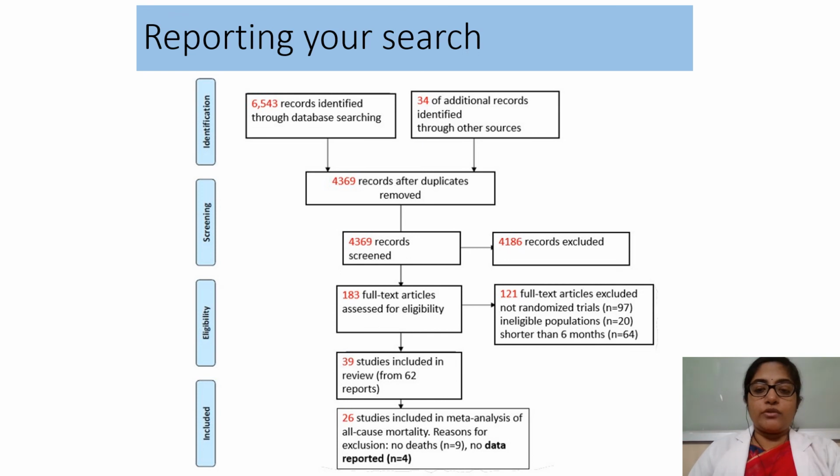Now comes reporting of the search. This is a typical PRISMA flow diagram, which shows how many records were identified at the beginning, through database searching and through other sources, how many duplicates were removed, how many were removed after screening, how many match the eligibility criteria and how many did not, and then how many were finally included. So this is the way we have to report the result of the search.